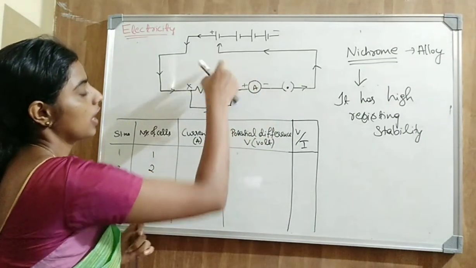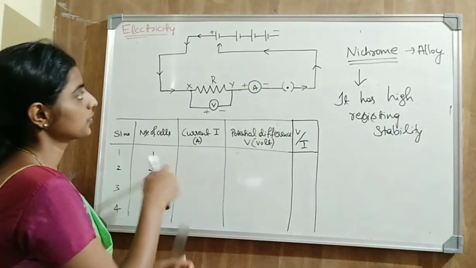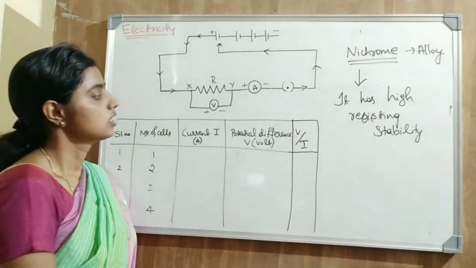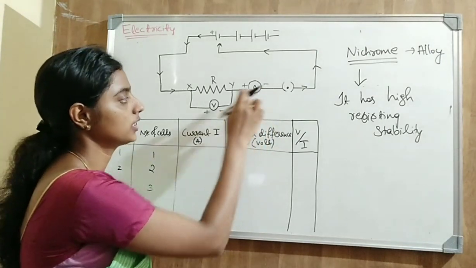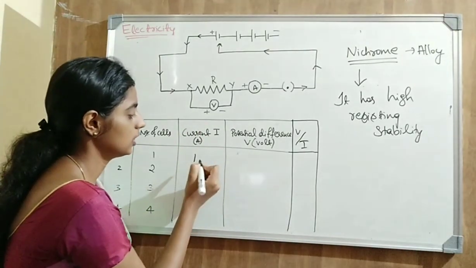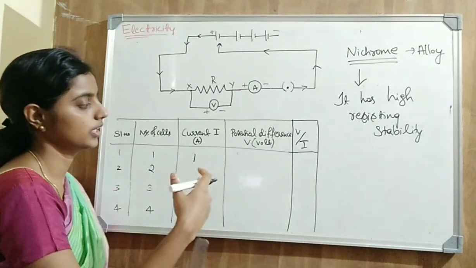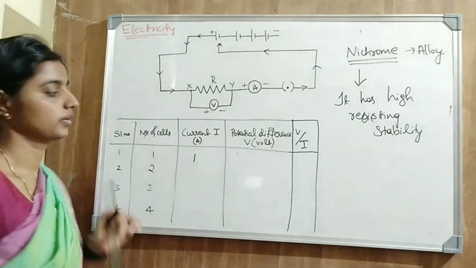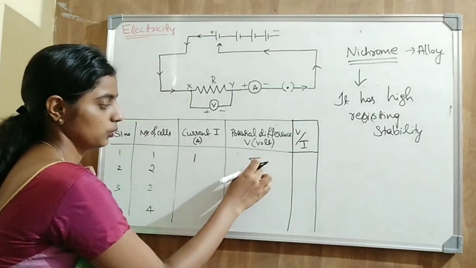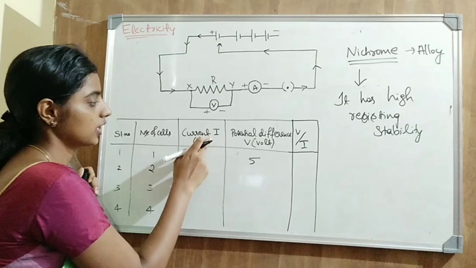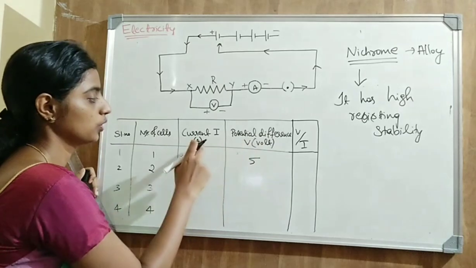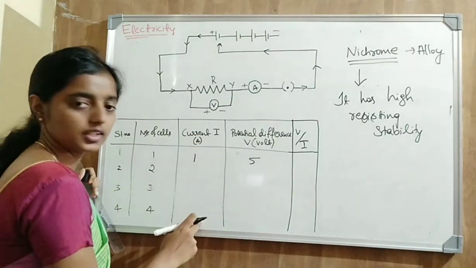Now see, we have the first trial. We keep the first cell, hence we will get a reading in the ammeter and voltmeter. Note down the readings. For the first one, I assume the readings: current 1 and potential difference 5 volt. I won't write the unit here because I already indicated it. Current unit is what? SI unit, ampere, and potential difference is in volt. You need to mention it either here or while writing the readings.